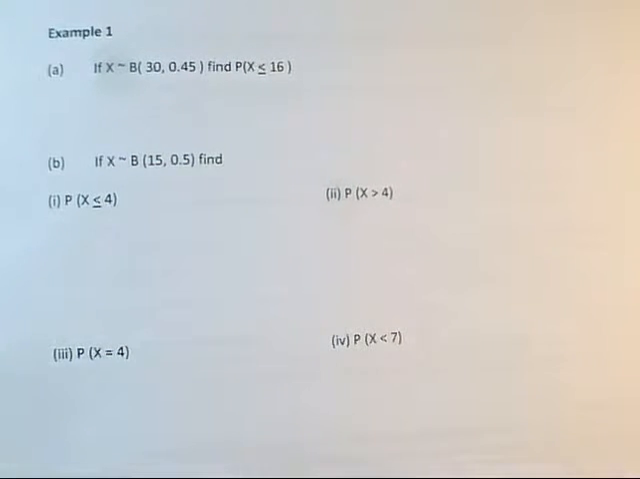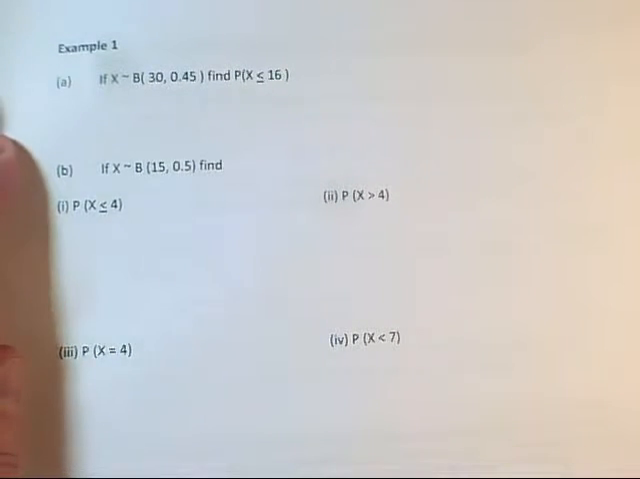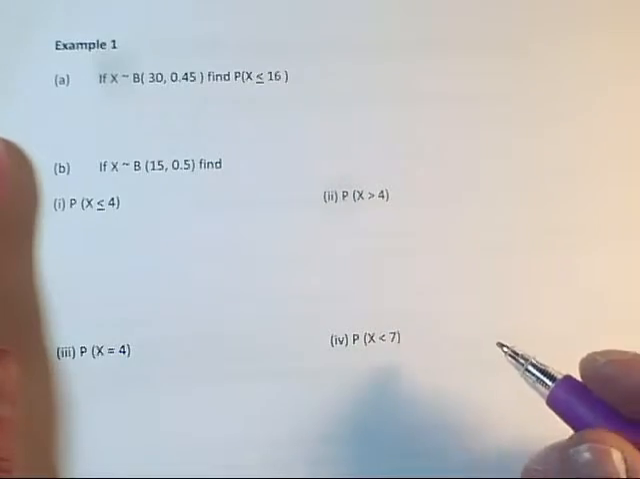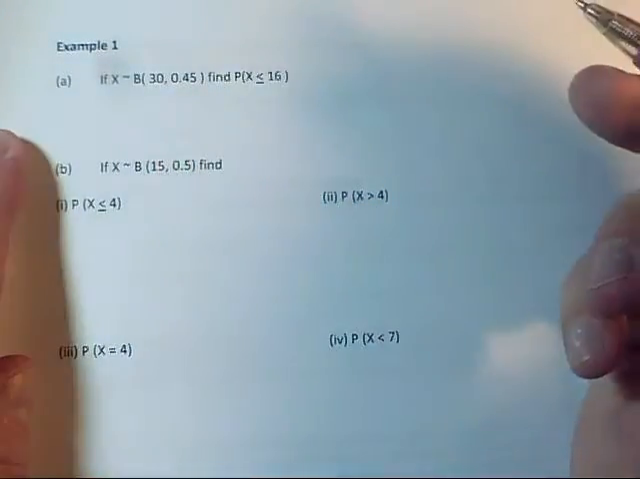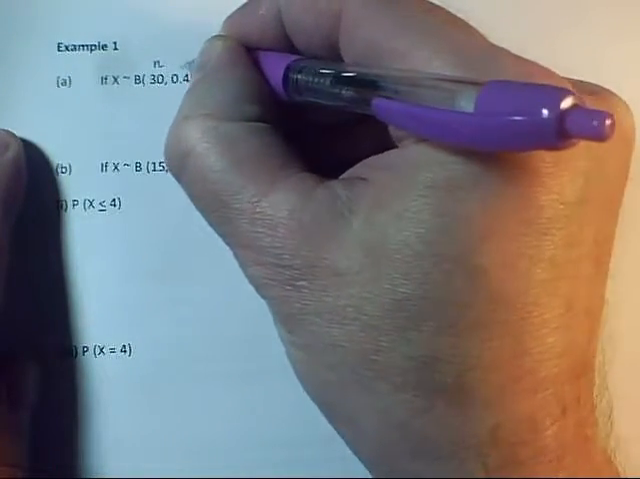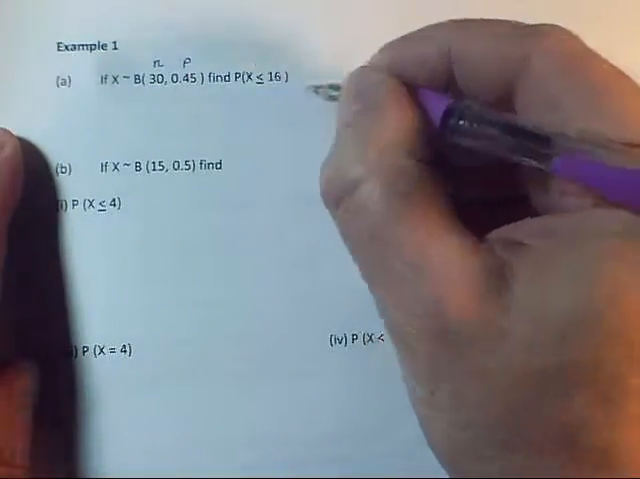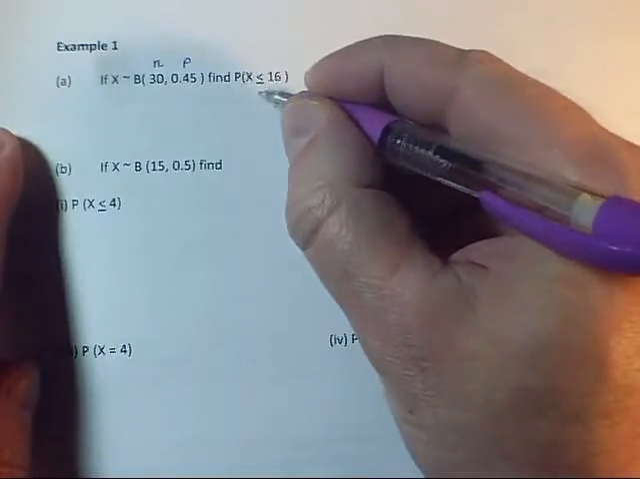Okay, I've got a whole page full of binomial probabilities. That will be quite easy for me if I use binomial CD. So for the first one, I've got X twiddles this. I don't know what the situation is, but I've got a value of n, I've got a value of p, and I want the probability of X being less than or equal to 16.